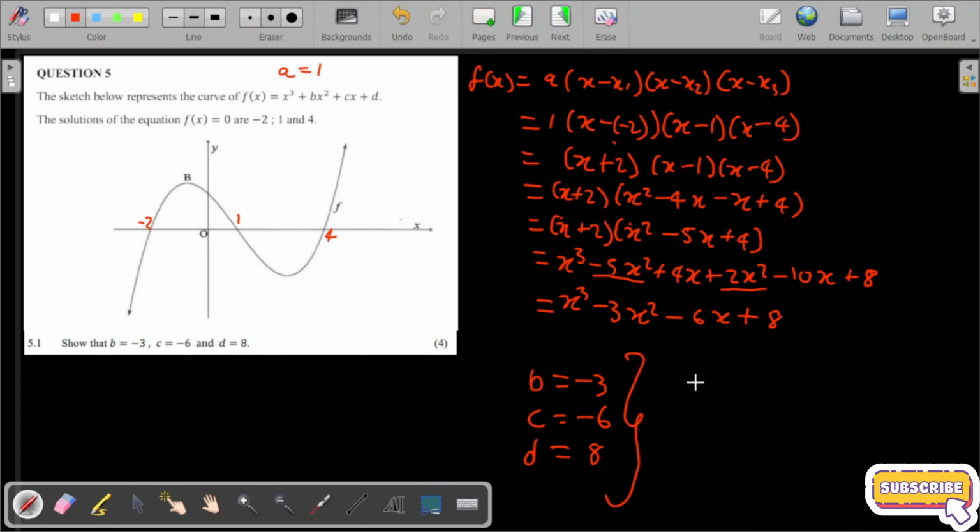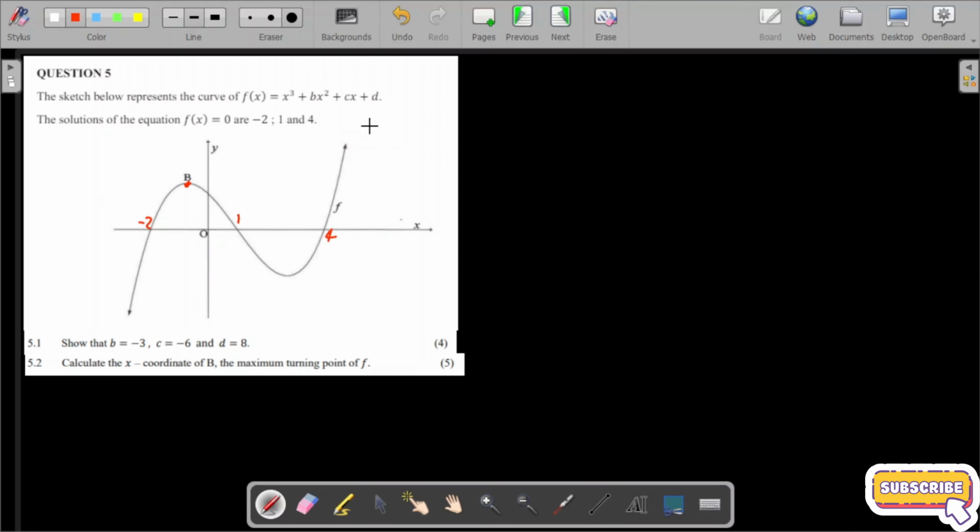Now let's go to 5.2. Good people, 5.2. Now they are telling us to calculate the x-coordinate of B, the maximum turning point of f, this point that is here. Now, guys, if you failed to answer the previous question in terms of showing that b is -3, c is -6, and d is 8, there's no need for you to get the following answers wrong. Just use these values in answering the questions that follow.